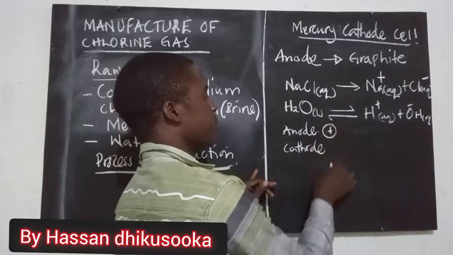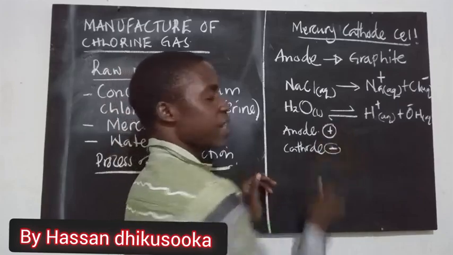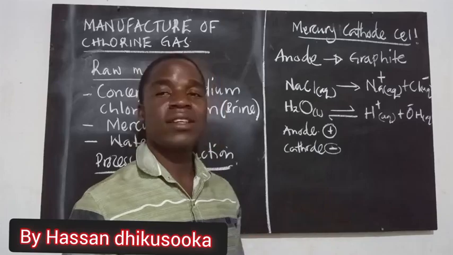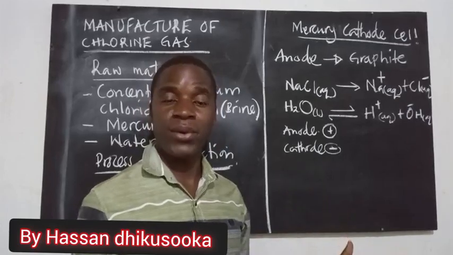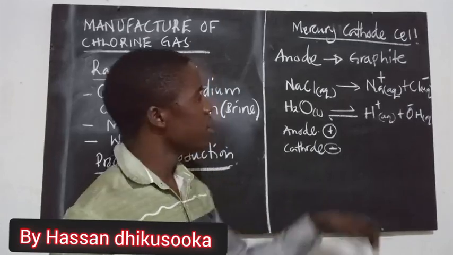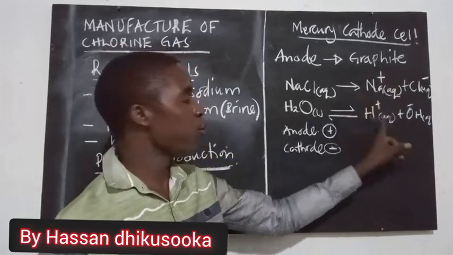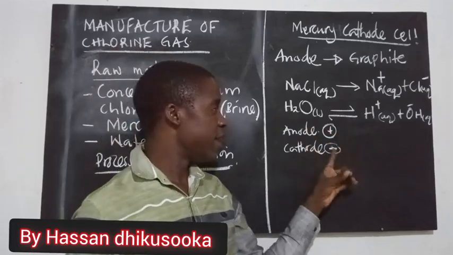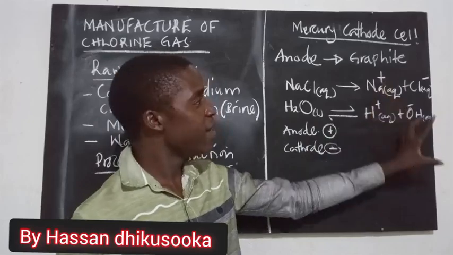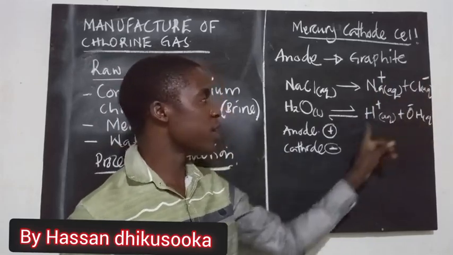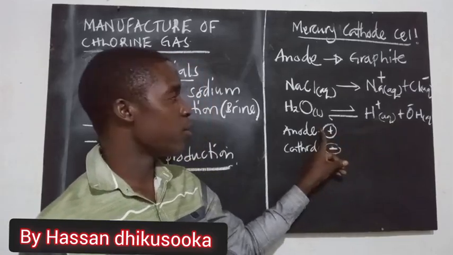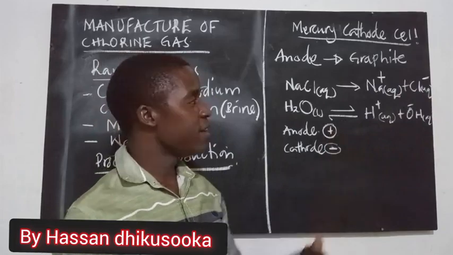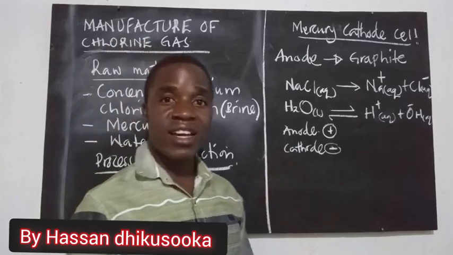The anode, which is positive, and the cathode, which is negative. As you know, we all know that like charges repel and unlike charges attract. The positively charged ions are going to migrate, or will be attracted, by the cathode. The negative attracts the positive. Then the negatively charged ions will migrate to the anode. And they do so, discharging will take place.